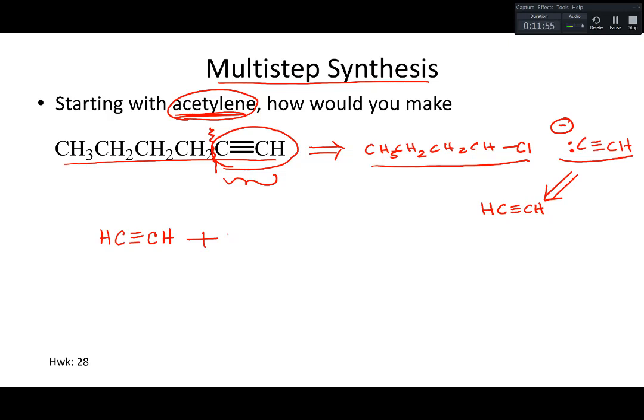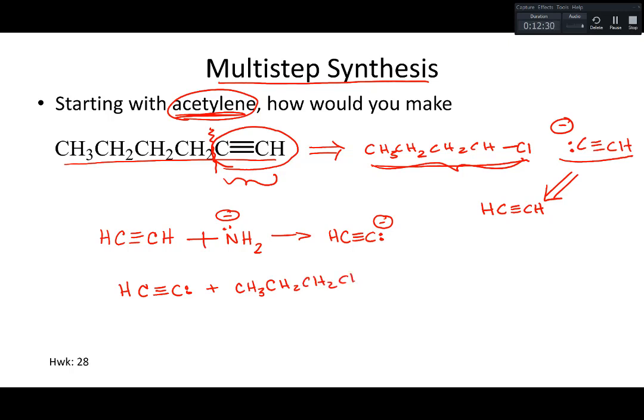I will add amide to it, and that will form my acetylide ion. And then I'll take my acetylide ion, and then I'll add my molecule that I thought of over here. That's your 1-chlorobutane. You can do line drawings for this too, by the way. And then that will give you your product.